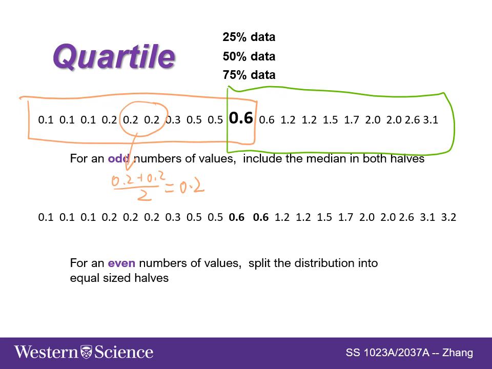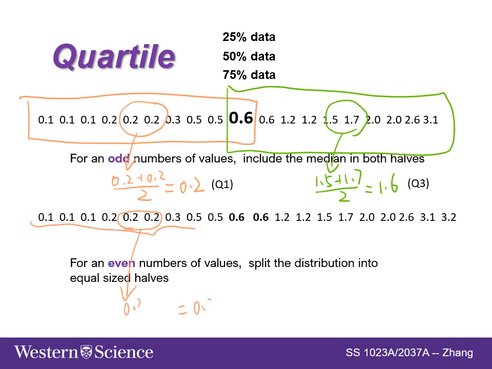For example, in our combined dataset, we have 19 data points, in which case it is an odd number. So we will split the data points into 2 halves, and in each half, the median 0.6 will be included. Then, the first quartile is given by the median of the first data group, and the third quartile is given by the median of the second group. If the number of data points is even, then we can directly split the data into 2 halves and find the median for each subgroup as their quartiles.